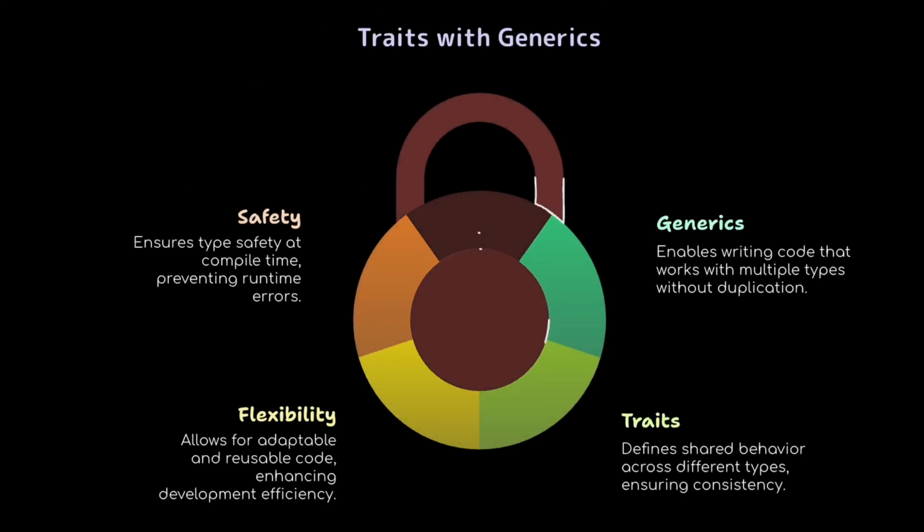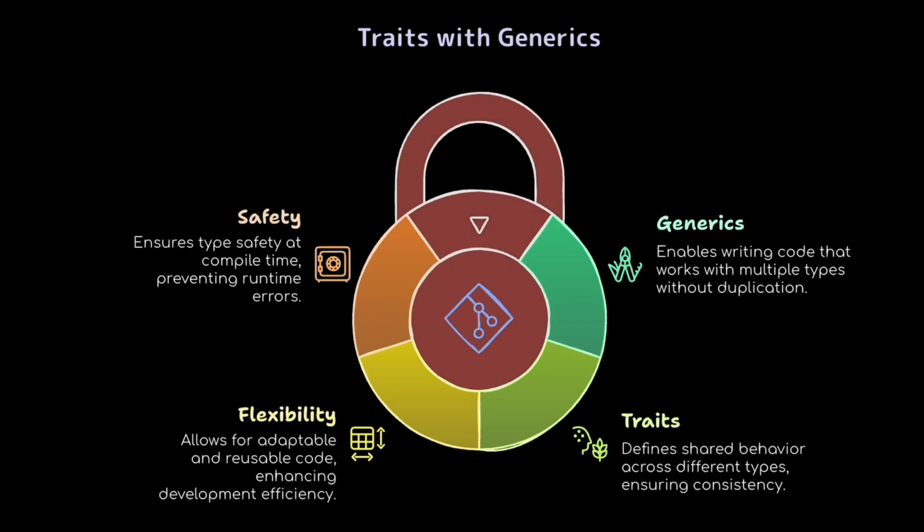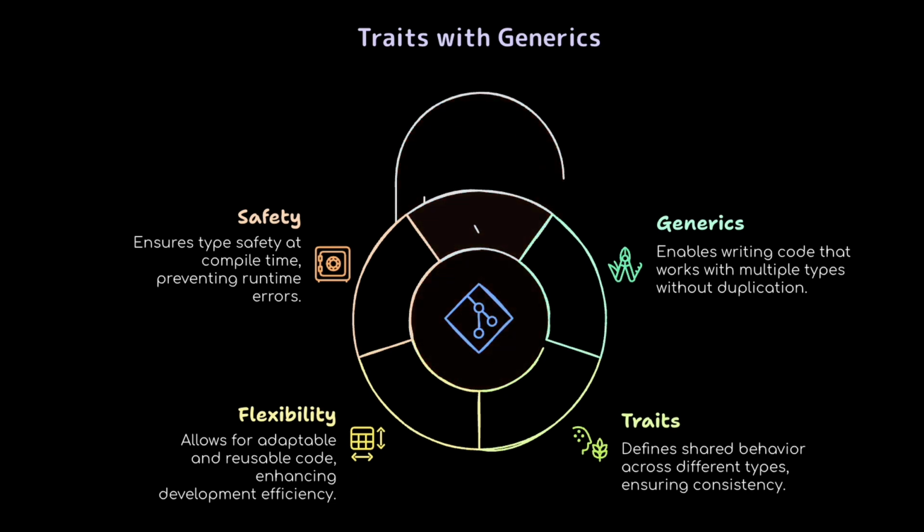Let's unlock a super powerful part of Rust, traits with generics. If you've watched the last two videos, you've already seen generics and traits separately. But when we combine them, that's when things get really flexible. It's how you build APIs that are reusable, expressive, and still 100% safe at compile time.